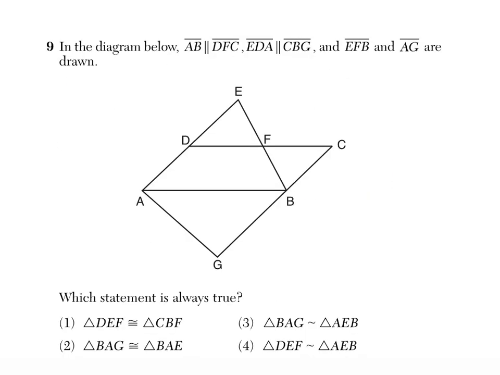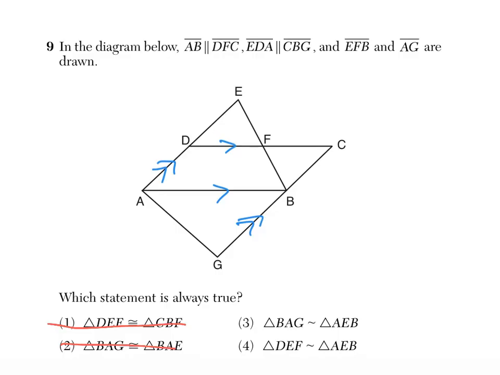Question number 9 says, in the diagram below, AB is congruent to DC, and ED is congruent to CB. All right, and it says segment EFB and segment AG are drawn. Which statement is always true? And I noticed that in options 1 and 2 we've got two sets of triangles that are congruent to one another, and in options 3 and 4 we've got two sets of triangles that are similar to one another. And when we analyze this diagram, I don't see any instances in which we have a pair of congruent sides, and so if we don't have any congruent sides, we cannot prove triangles congruent. So right off the bat, we can eliminate options 1 and 2.